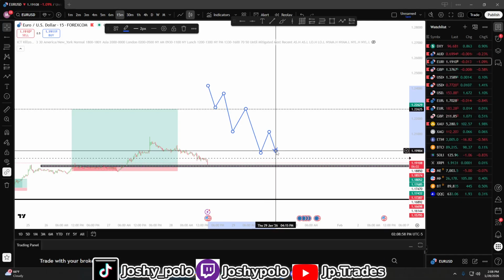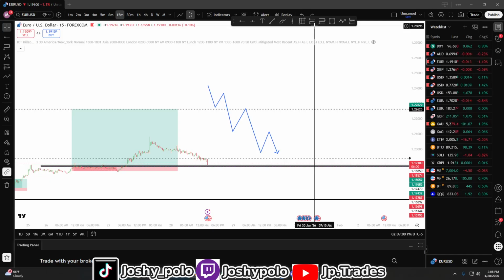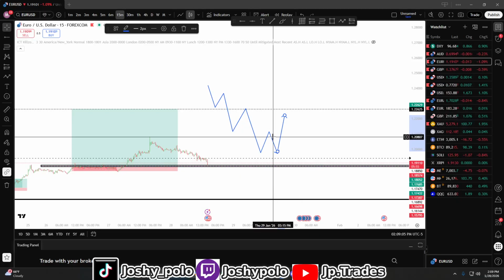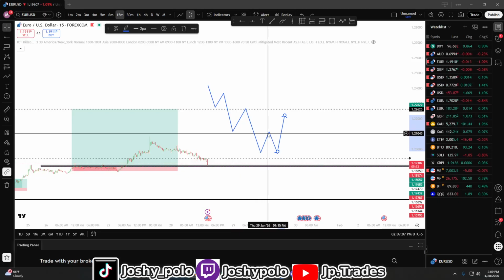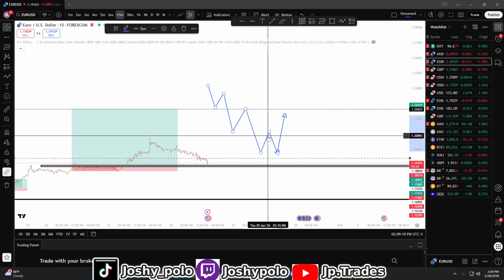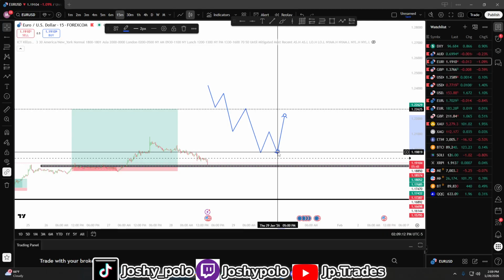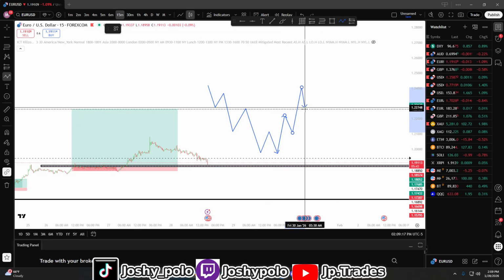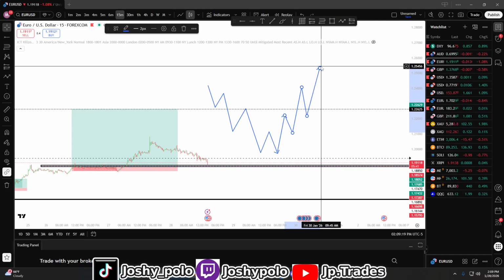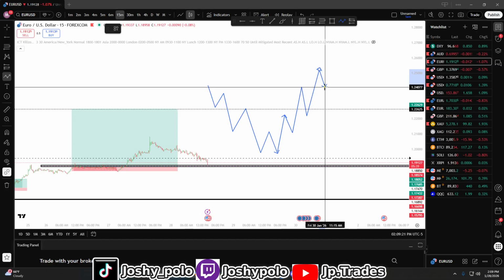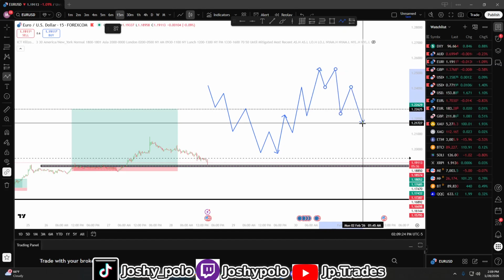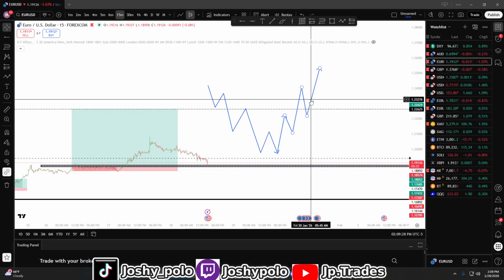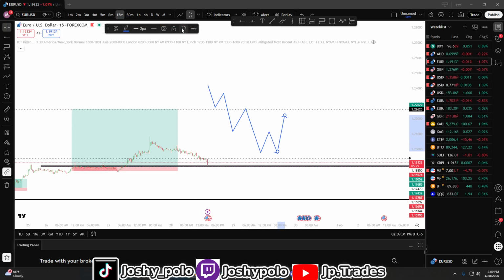Now, this is where the break of structure comes in place. When you break over that lower high, so this is a lower high we're looking at, we're expecting market to go lower, but if it doesn't, it breaks the structure, and now we're going to be in an uptrend. Just like that. And then break structure, now we're downtrending. That's how the market works. The biggest thing you want to do when you trade is follow the trend.